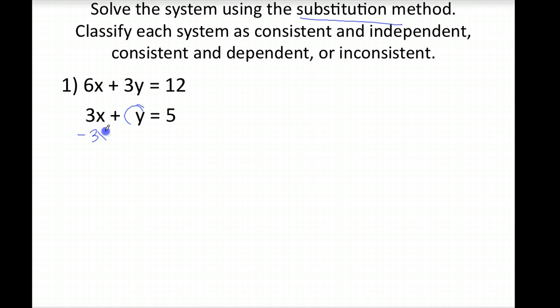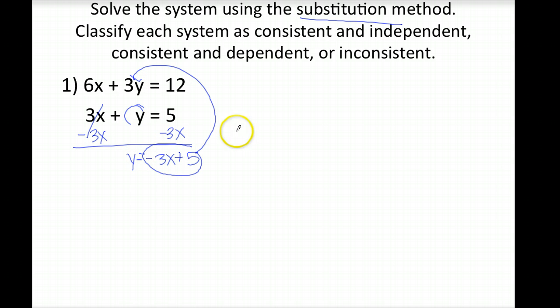So I'm going to subtract 3x from both sides. I get the equation, those cancel out, y equals negative 3x plus 5. Now our second step is to substitute this value into the other equation. It has to be the other equation. It can't be the same equation. So I'm going to substitute negative 3x plus 5 in for y, so into that first equation.